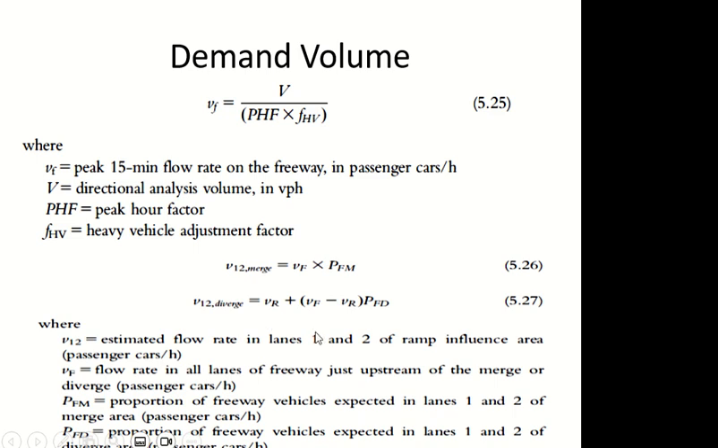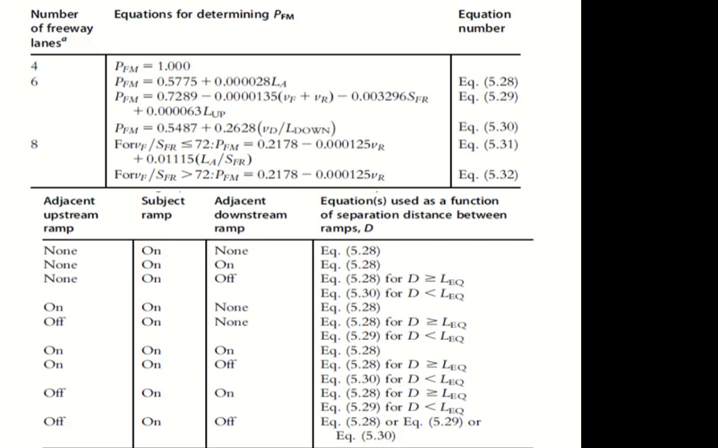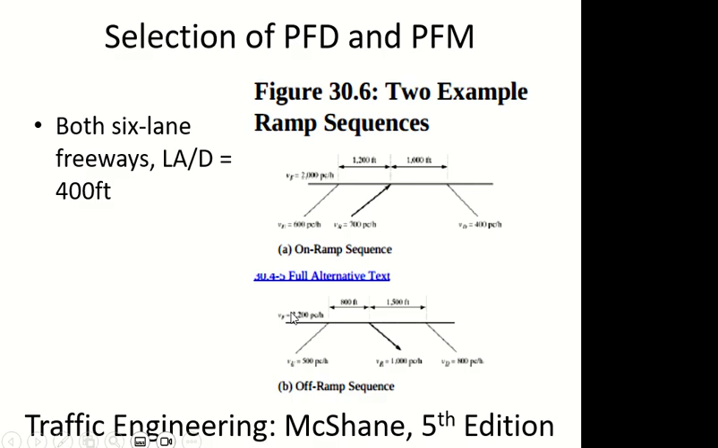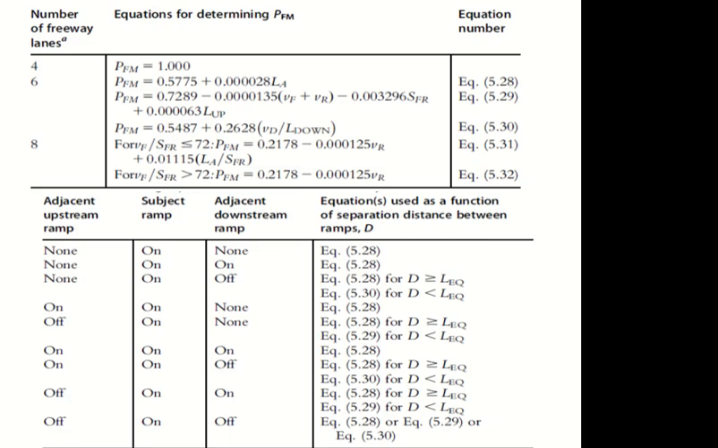Now you can see that we have proportion factor for merge section and proportion factor for diverge section for these. So how do we get this? I will only explain these conditions today, and later on we can see some examples as well. So next time we start with the examples. Let me explain the conditions over here.